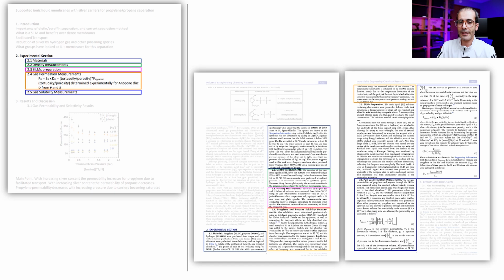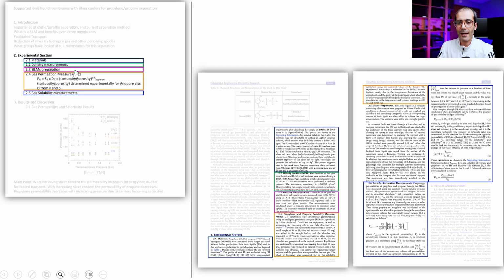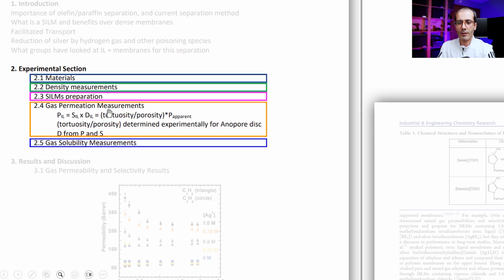Now if I go to the next slide, which is the experimental section, they had 1, 2, 3, 4, 5 sections they wanted to explain. And again, I have color coded them, and you see they are matched. So I'm going to zoom here. You can take a screenshot.